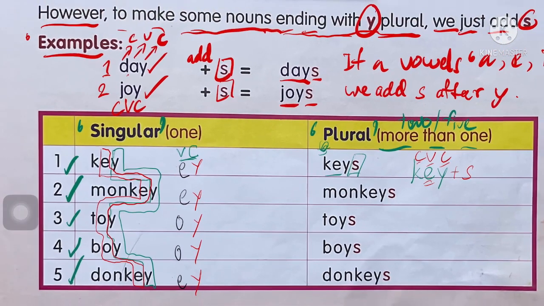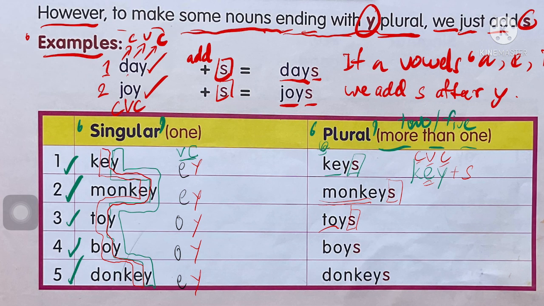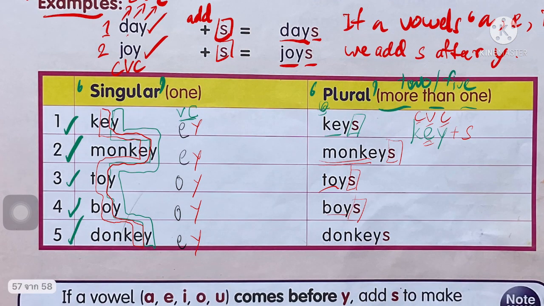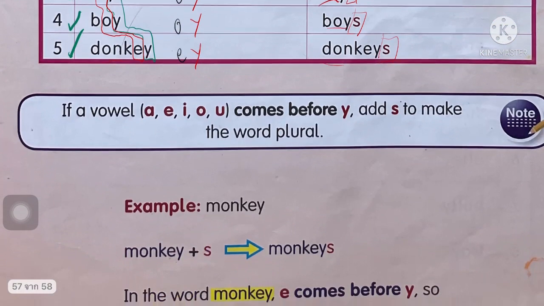Okay, and then next one. Next is monkey. Monkey is singular and the plural is monkeys. We add S. Toy is singular, toys are plural. Boy, boys. Many boys we call plural. Donkey, donkeys. We call it plural, so we add S also.